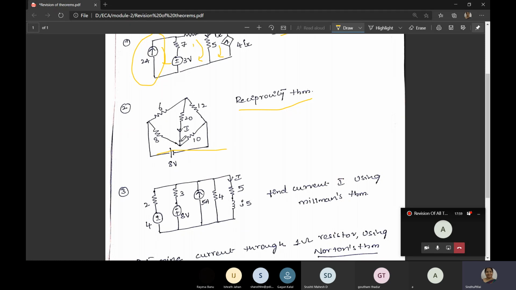If it is not possible to know the polarity correctly, since the current can go through the 8 ohm also, it can go through the 10 ohm also, and the polarity is unable to be identified, then you just assume one polarity and solve the problem. If you get a negative answer, just change the direction of the current.